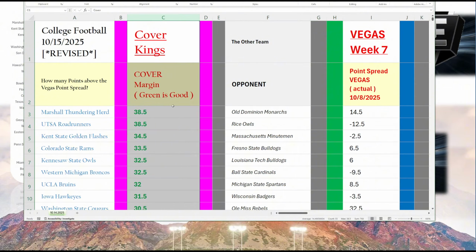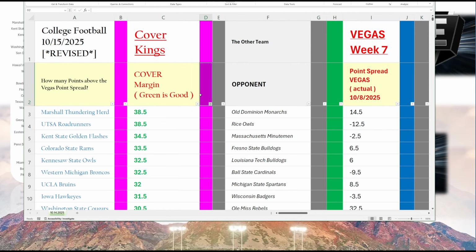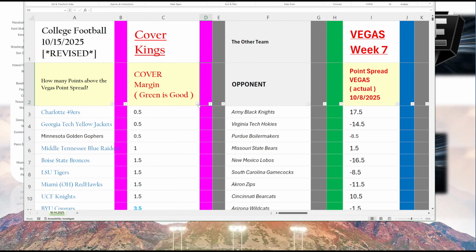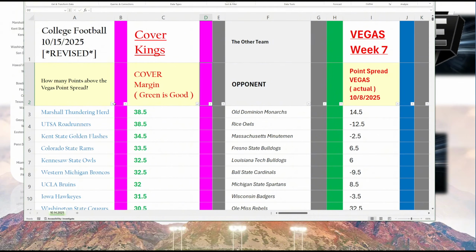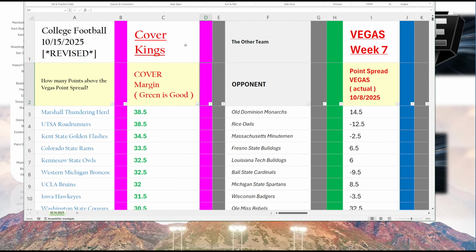Now what I did was I sorted this column here based on the largest margin, where green is good. I'm going to now apply a filter, and what that does is it makes these little triangles show up, and then in your version that you download, you will be able to do this. You can then sort each column. You can sort the first column alphabetically. You can sort this column here by largest to smallest. Green is good, larger is better. So Marshall is number 1. They're the number 1 cover king, 38.5, as well as UTSA.